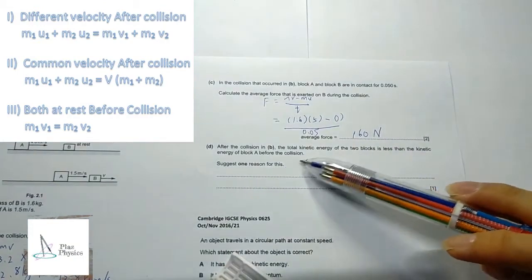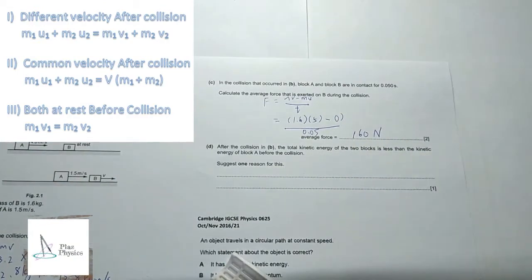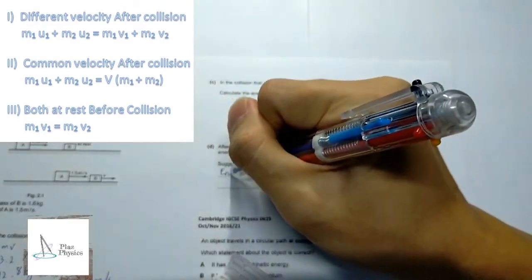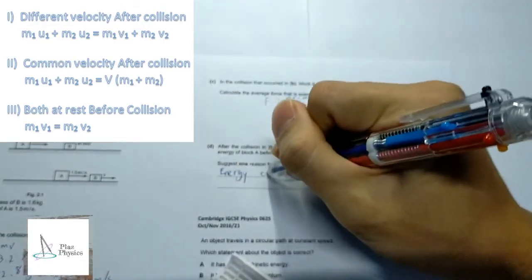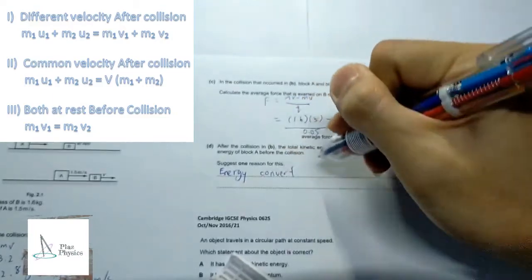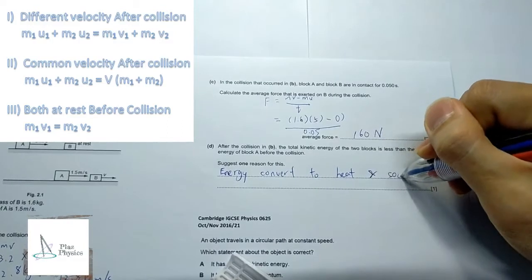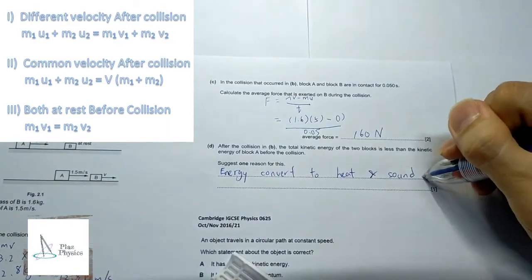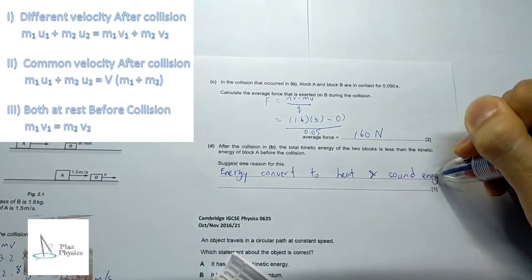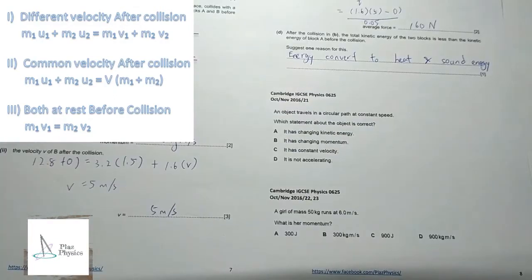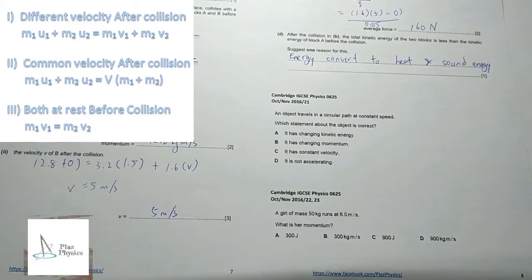newton. But after collision, total kinetic energy is less. Why less? So you can say that the energy converts to heat and sound energy. Because energy cannot be created, cannot be destroyed, so it only changes form. This question a bit tricky, you can try it.